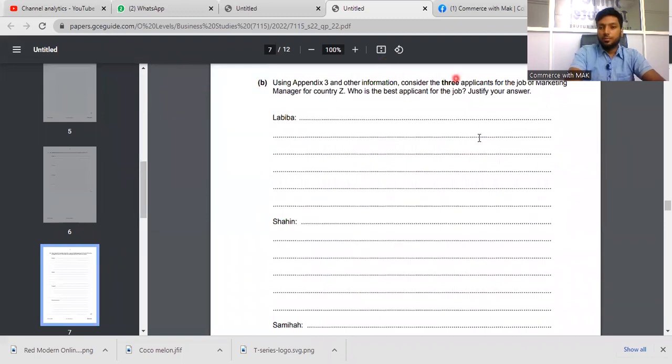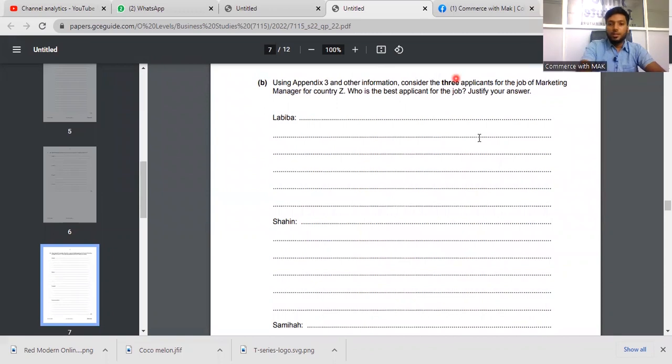Okay. Now this is a very good question. They're asking, using Appendix 3 and other information, consider the 3 applicants for the job of marketing manager for country Z. Who is the best applicant for the job? Justify your answer. Now see here guys, when you're writing a justification answer, your answer can be correct with Labiba, with Shahin, or with Samiha. Any answer can be correct.